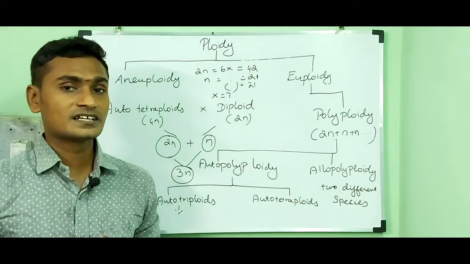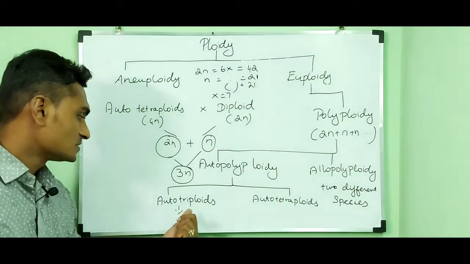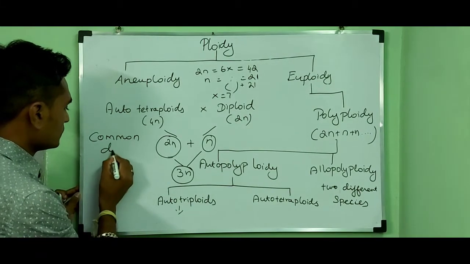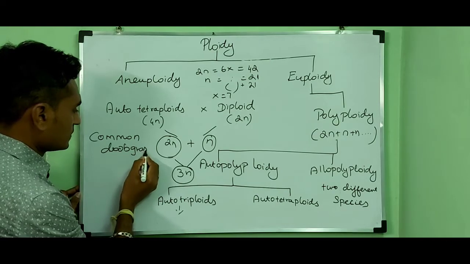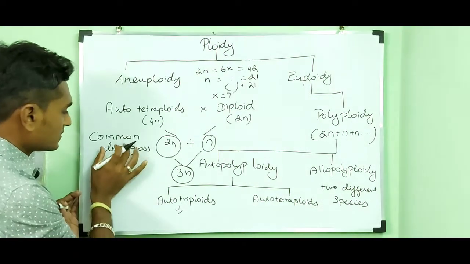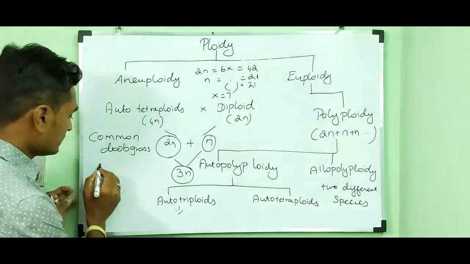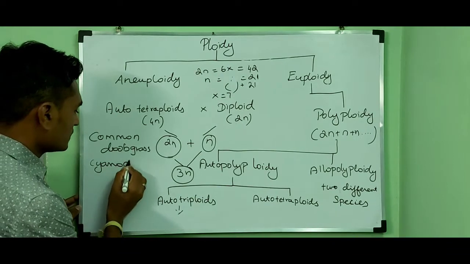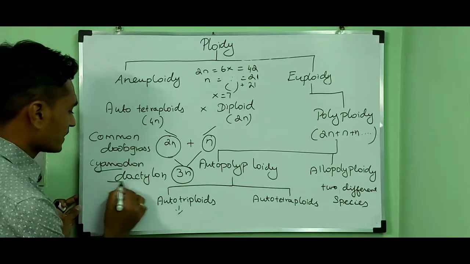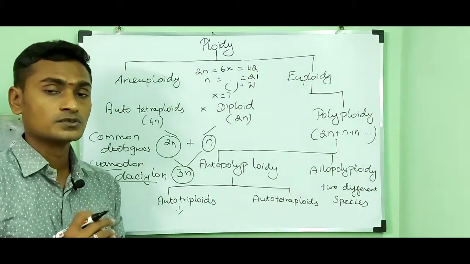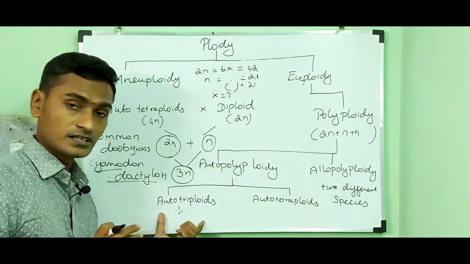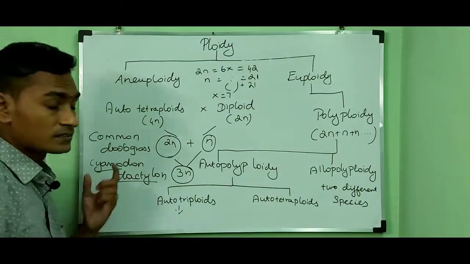Another example of a natural autotriploid is common doob grass. The scientific name is Cynodon dactylon, which is arugambul in Tamil. So the example for a natural autotriploid is Cynodon dactylon, or common doob grass.